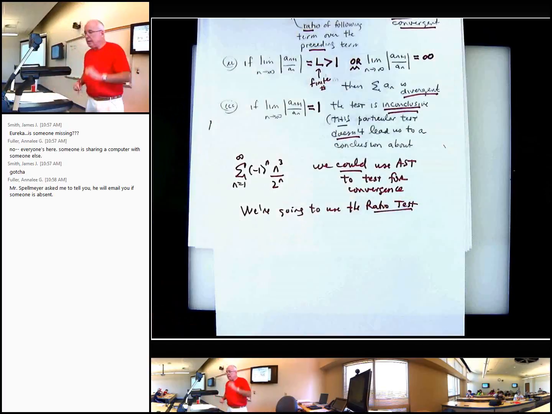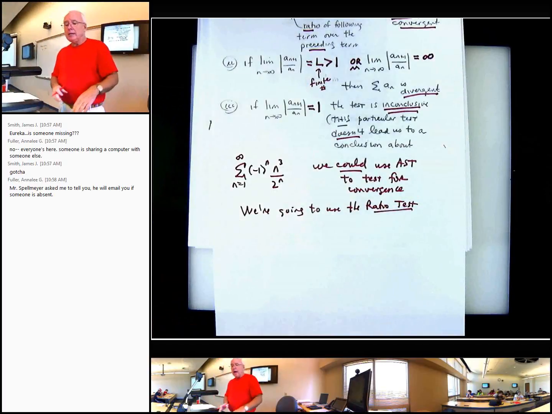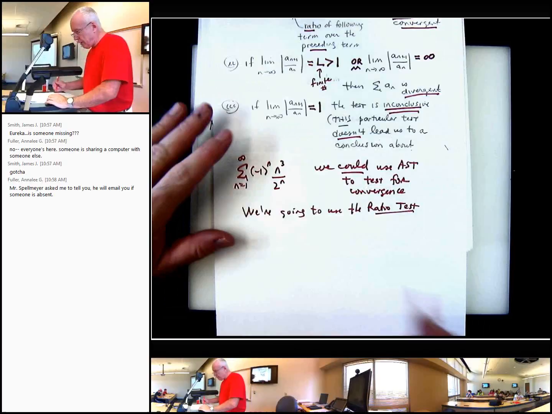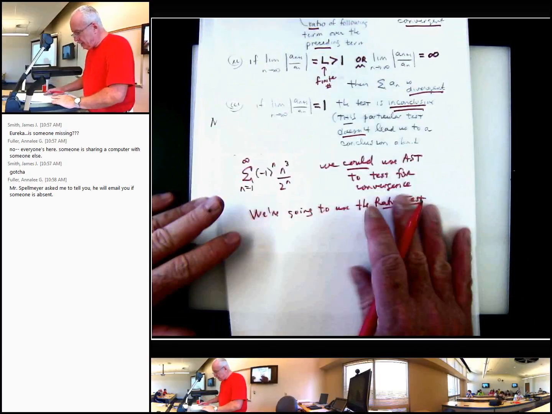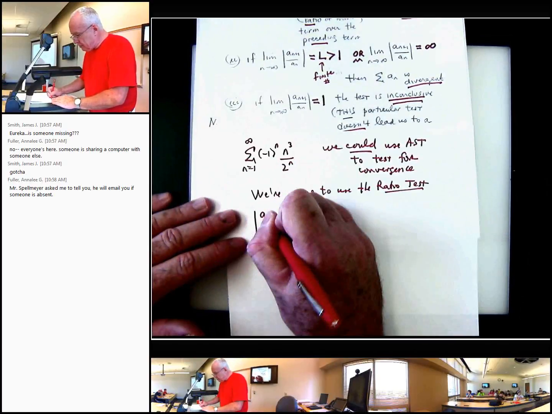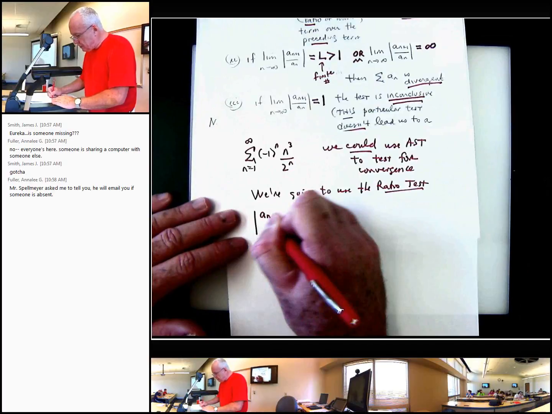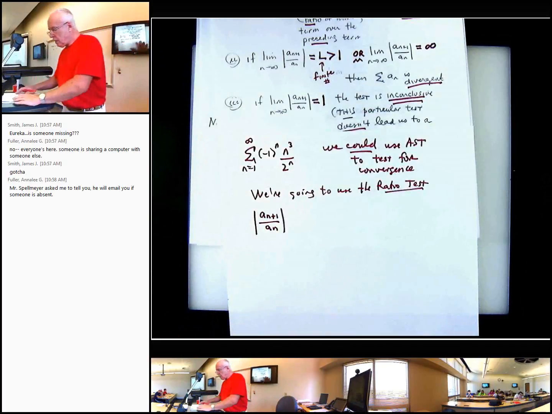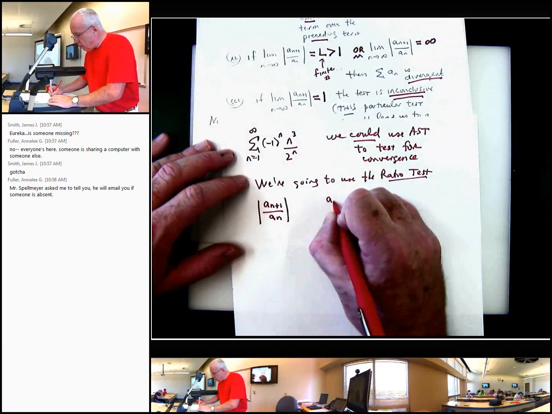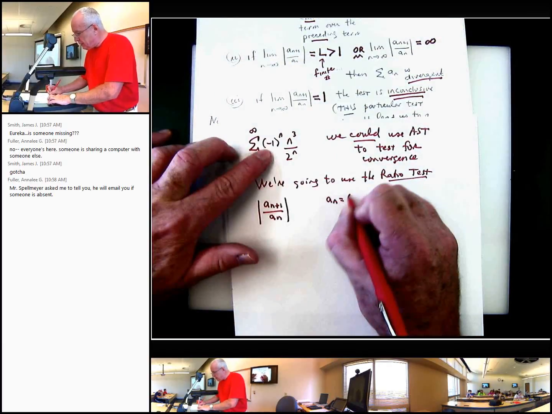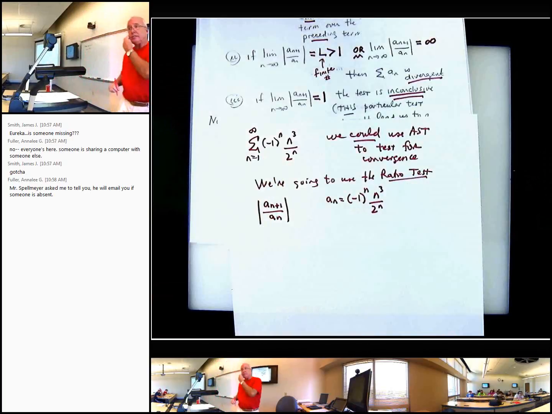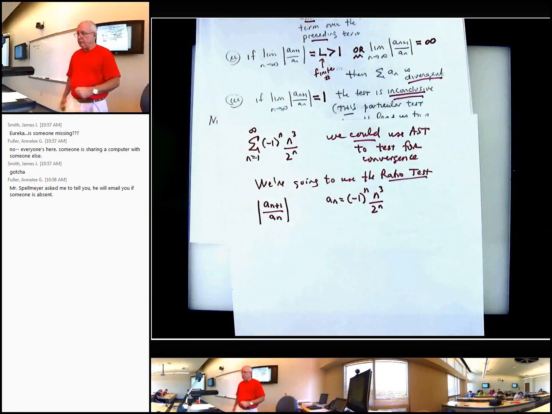And in a couple minutes I'm going to give you some times when you really want to go to the ratio test as your first choice. So we're going to do that. So therefore, what we've got to look at is the absolute value of a sub n plus 1 divided by the absolute value of a sub n. Now, what is our a sub n here? Our a sub n is this term here, (-1)^n n^3 divided by 2^n. That's our a sub n, the whole term there.